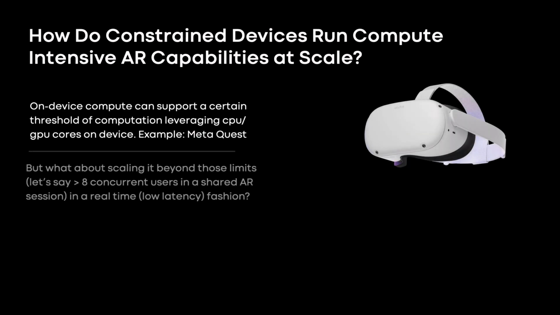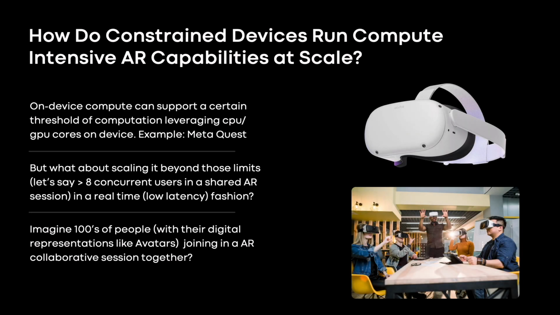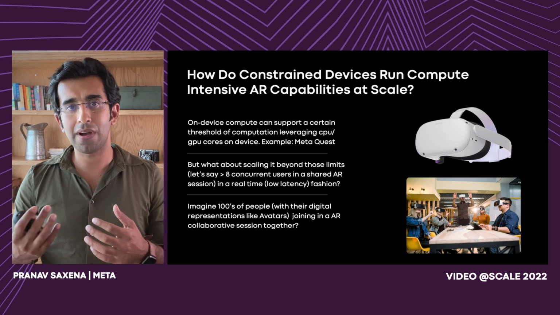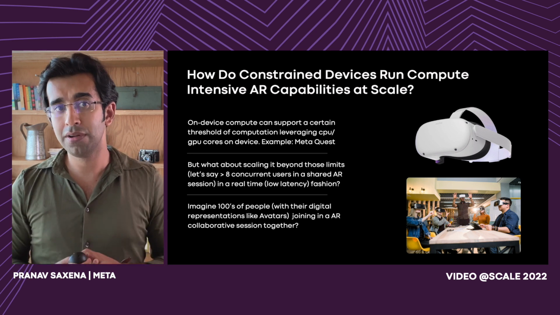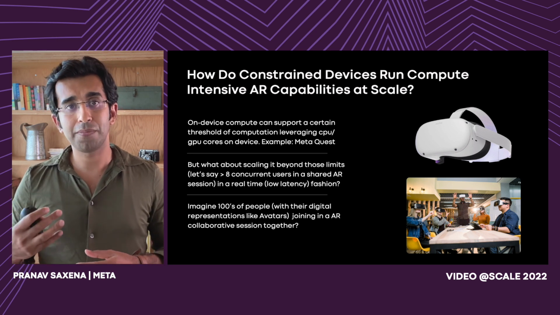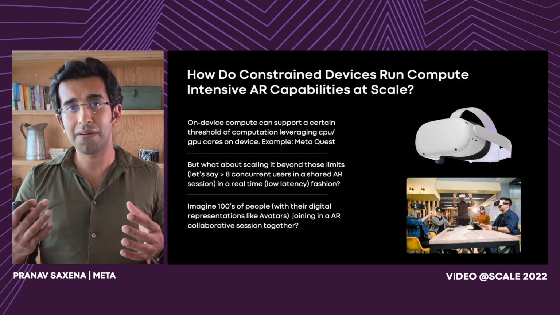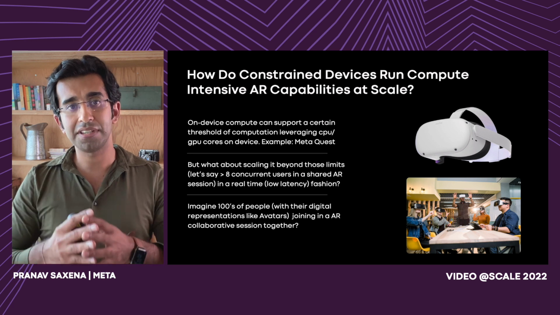So that raises a very important question: if the on-device compute envelope is limited and there's a strict power and thermal budget, then how do we run these experiences at scale on such constrained devices? I briefly spoke about Meta's Quest having some on-device compute in the form of CPU and GPU, but is it good enough to foster hundreds of avatars collaborating in a real-world scenario? What if you also wanted to support higher concurrency? It becomes very challenging to have the on-device compute cater to such experiences.